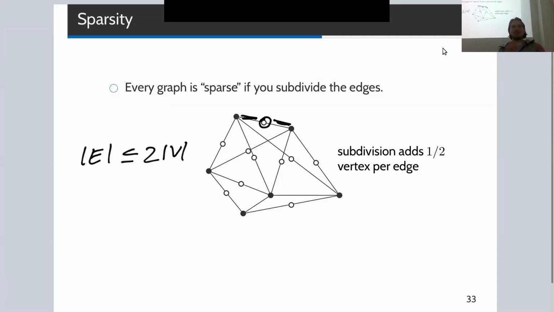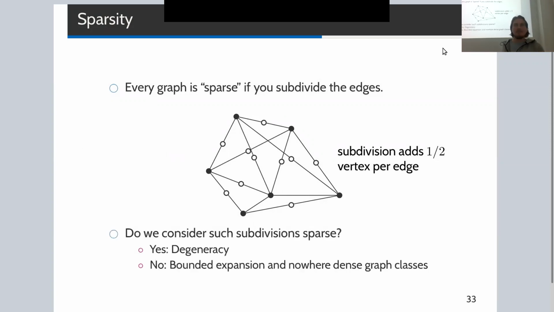So the average degree is 2, and so it's a rather sparse graph. But I would argue that this graph still contains essentially the same information. It's still the same graph, just subdivided. And you will have to decide whether you would consider this sparse or not. So if you say this would be a sparse graph, yes, then we will end up with the notion of degeneracy, which we will introduce formally in the next lectures.